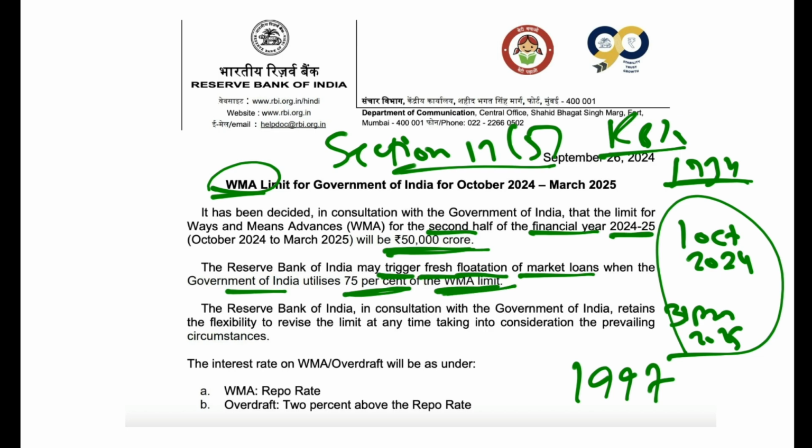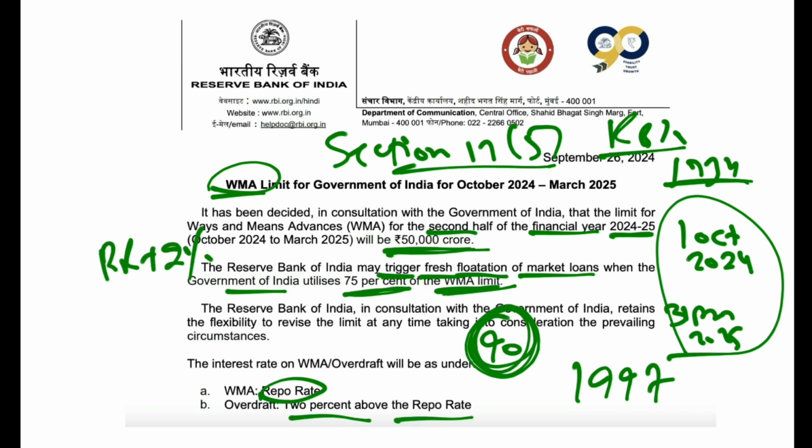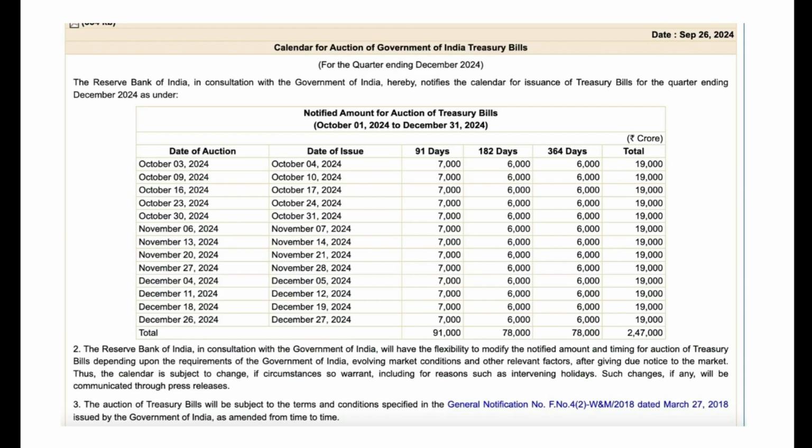Now let's say there is any state which is borrowing from the RBI. How much interest rate applies? You have to return the money to the RBI within 90 days. If you do that, you will be charged the repo rate, whatever the repo rate of that time is. And if you delay, if you don't return it for 90 days and take more than 90 days, it is treated as an overdraft, and then you have to pay 2% above the repo rate. So whatever the repo rate is at that time, you have to pay 2% more, right? So that is the ways and means advances for you. Do remember the limit, it is 50,000 crore for the 6 months period.